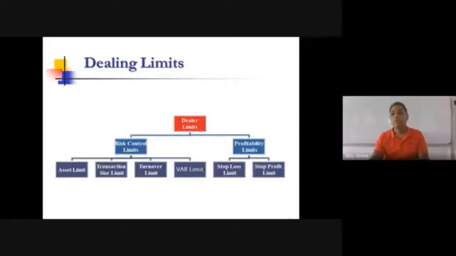And then you have a stop profit deal. So basically, if you are making profit, sometimes it's not called a stop profit, it's actually a take profit deal, where you're making, say, $50,000 on a transaction. Maybe you can go up to that and cut your limits.